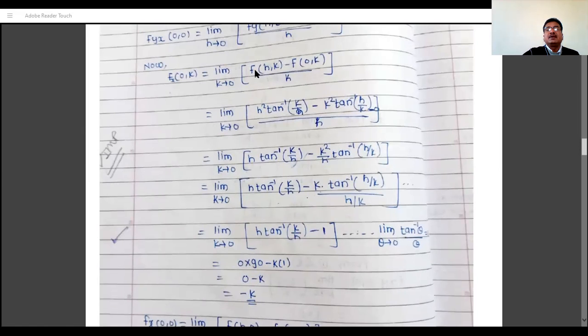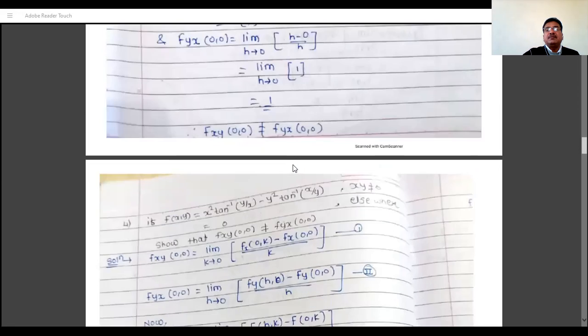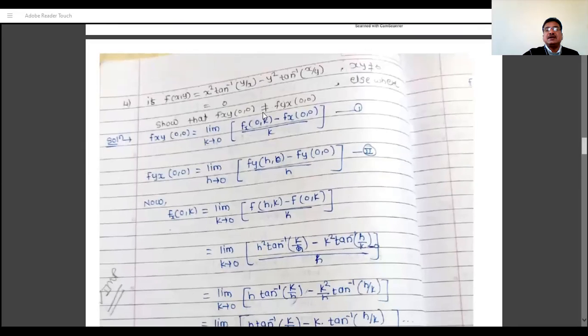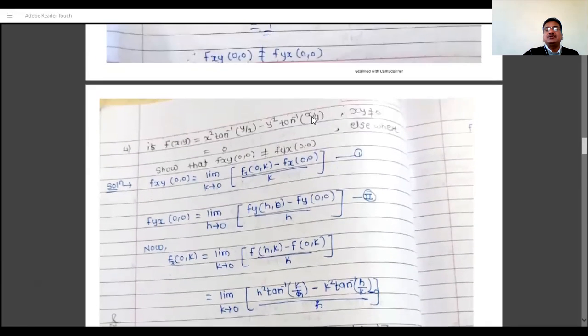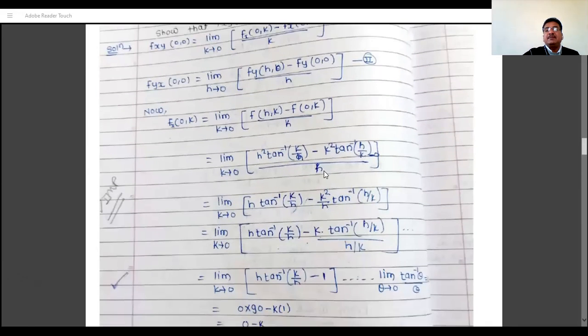F of 0 plus h, that is (h,k), divided by h, minus f of (0,k) divided by h. So write here h, write here h. Okay. Then this is correct. Write only in the place of k as h. And then write f of (h,k) as h square tan inverse (k by h) minus k square tan inverse (h by k), minus fy(0,0) is 0, divided by h, right?